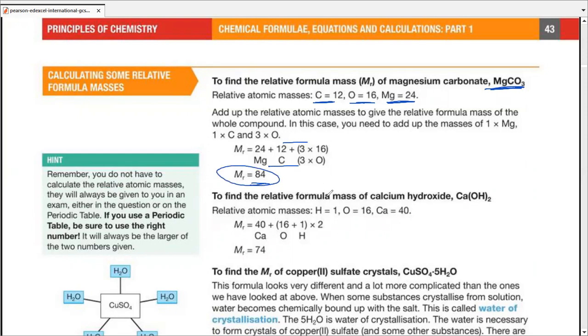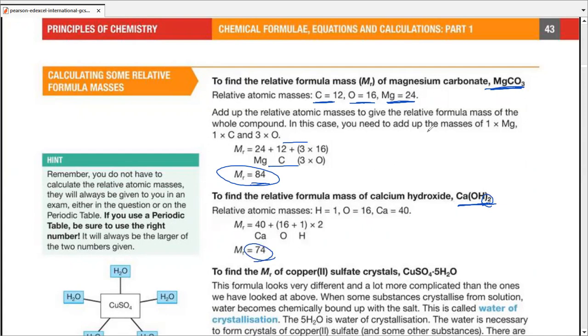However, this becomes a little tricky if you're dealing with something that contains a bracket. A bracket means that we multiply the number written at the bottom of the bracket as a subscript with everything inside the bracket. This bracket is pretty simple. Do you know how to solve this bracket and get this mass, Mr 74?